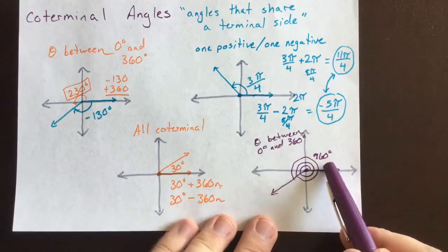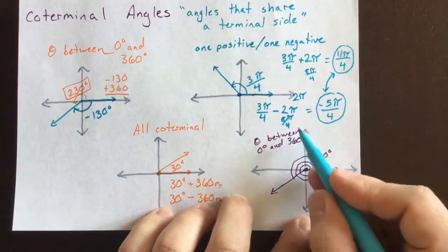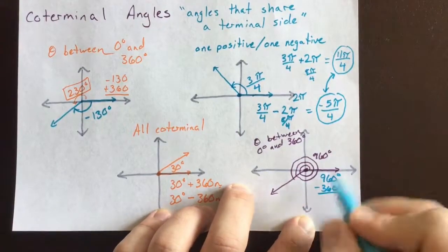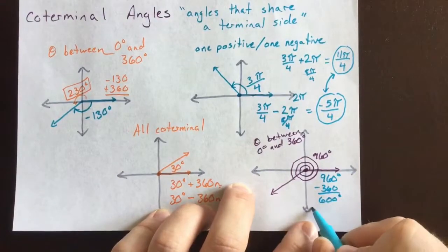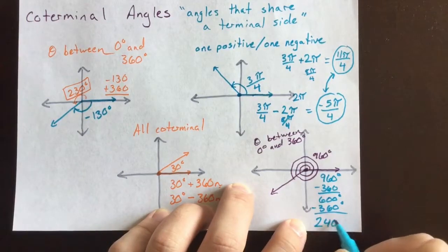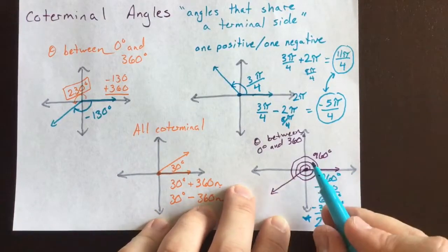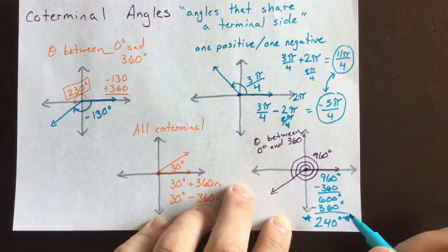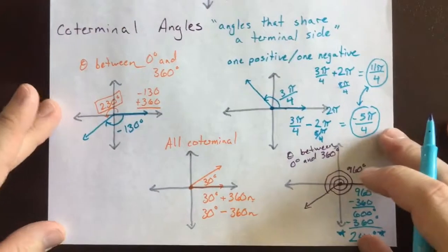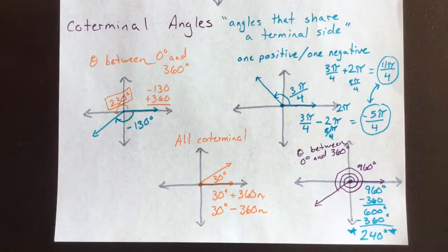Okay, so let's see. So 960. We want to keep taking away 360 until we're back within that range. So 960 degrees, we take away 360. That leaves us with 600. We take away 360 again because we're not within that range, and we get 240 degrees. And there we go. So a 960 degree angle measure is the same as a 240 degree angle measure. All right, so talking about angle measures, and we're going to expand on this applying trig, but I wish you the best of luck with the practice problems, and we'll see you next time.